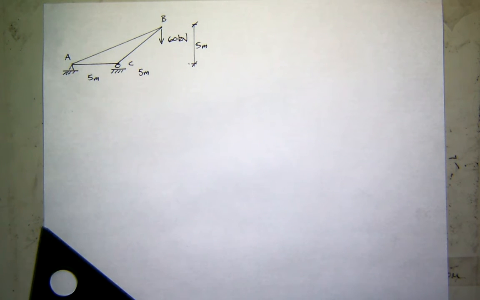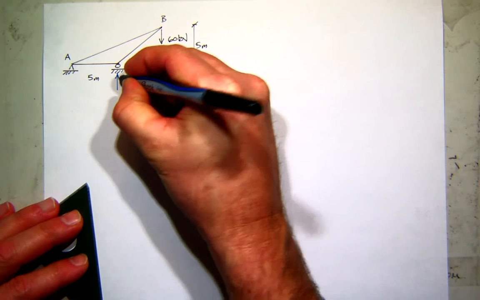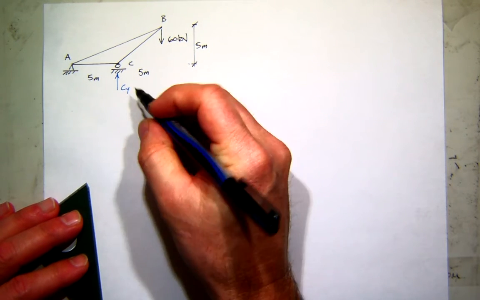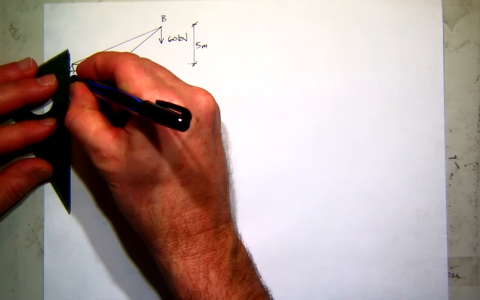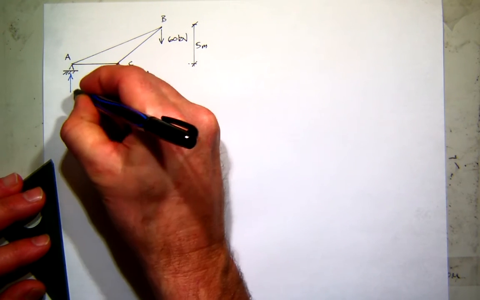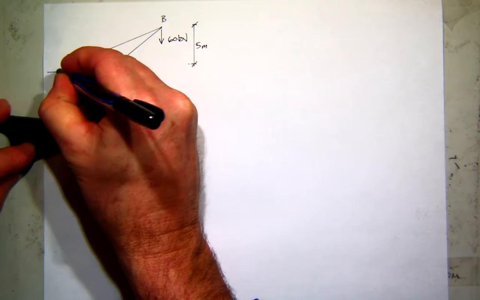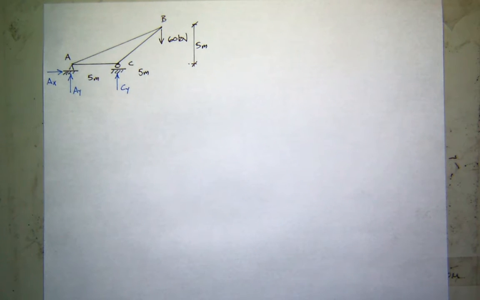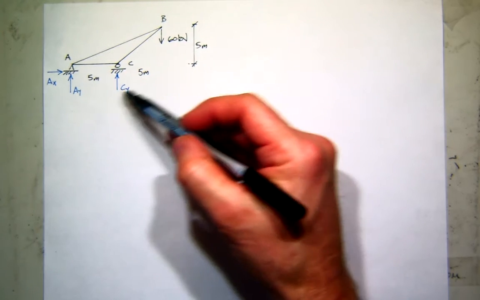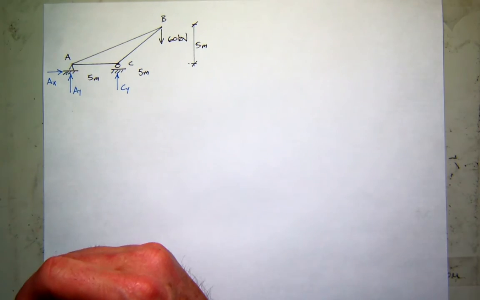So just to save a little time on the free body diagram, I'm going to go ahead and assume that my reaction here, I'll call it CY, is up. I'll assume AY is also up, and then I'll assume that I have an X force to the right. So if I consider this whole structure as the free body diagram, I should be able to solve for these 3 reactions with my 3 equations.